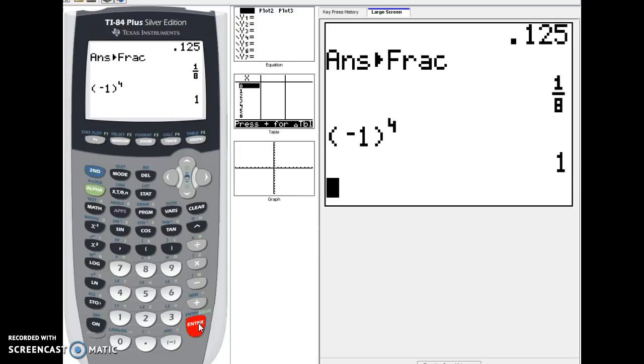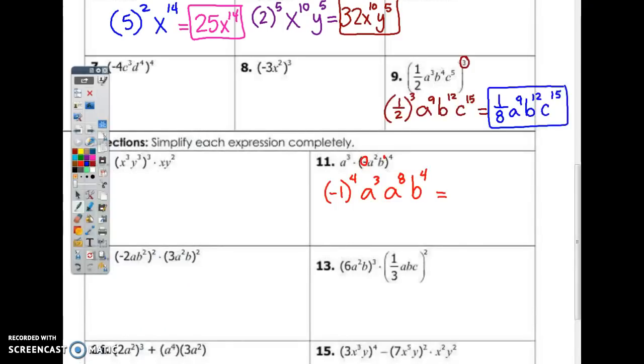So that's why it's so important to make sure that you put it in parentheses, because it will change it either to a positive or a negative depending on how many times you multiply it. So it's going to be +1. How many a's do I have total? I have 3 right here, and I have 8 right here. So I have a total of 11 a's. And how many b's? 4. So this is my answer. Okay? At the very end.